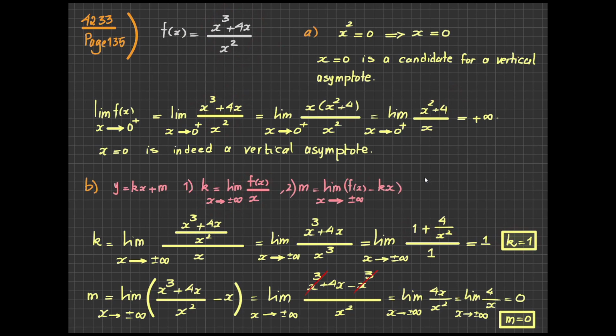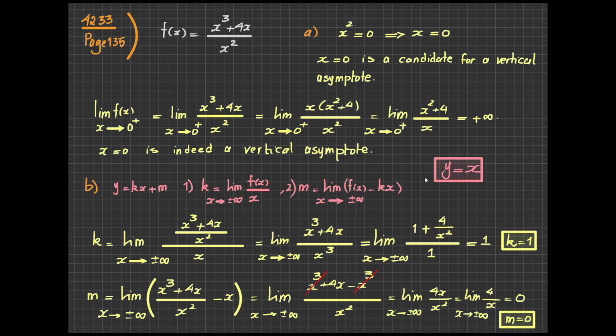Okay, so let me write the answer here. y equals kx, which is just x, plus m, which is 0. So this is your oblique asymptote. Okay, this is one way. Of course, you also learned the method of long division. Let me just not distract you with this example.